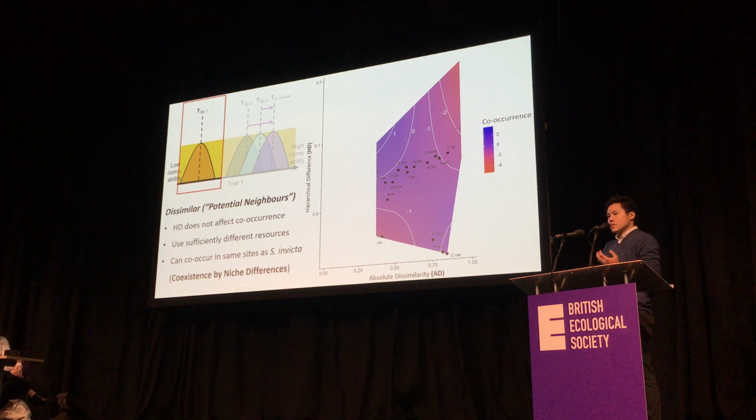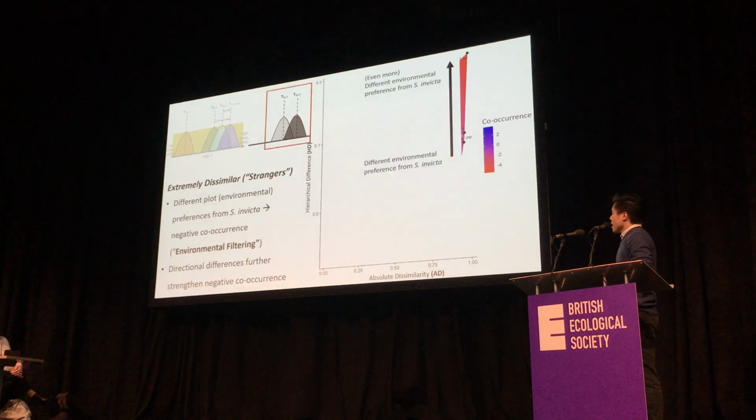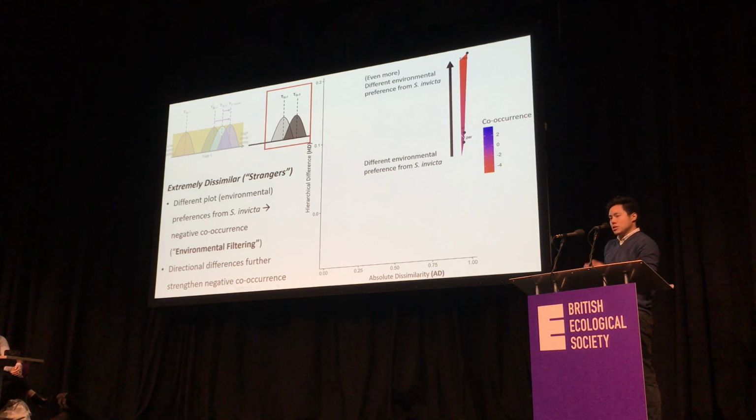So it's sort of reflective of that idea of stabilizing niche differences overcoming fitness differences. And finally, we found a bonus section, a little sliver of the plot, where these species are extremely dissimilar from the fire ants, where the amount of trait space they share with fire ants is almost zero. And for this region, hierarchical differences did affect co-occurrence.